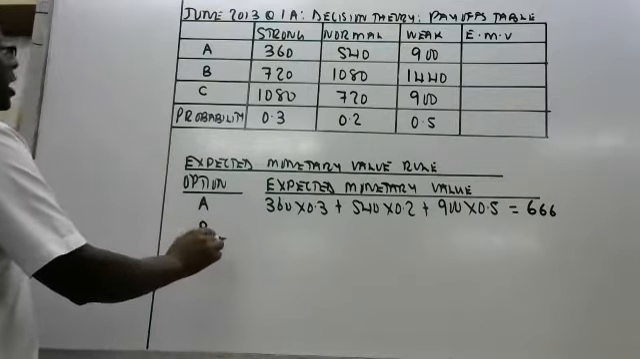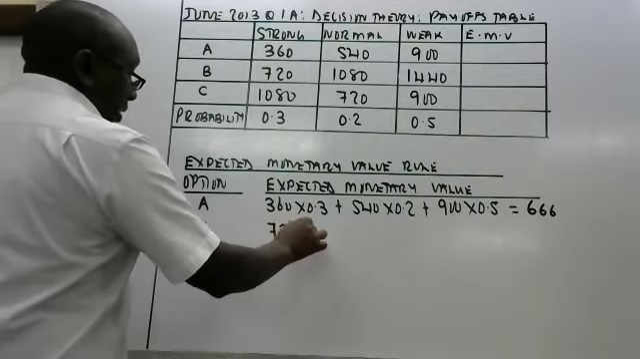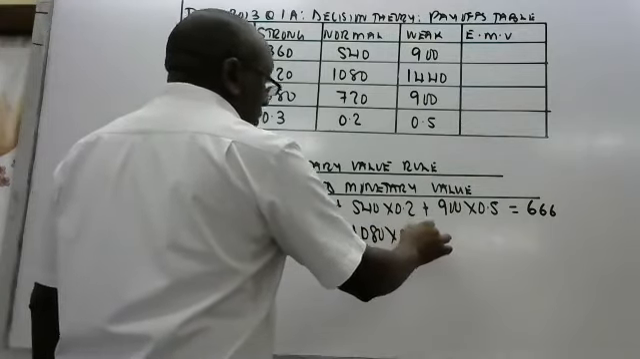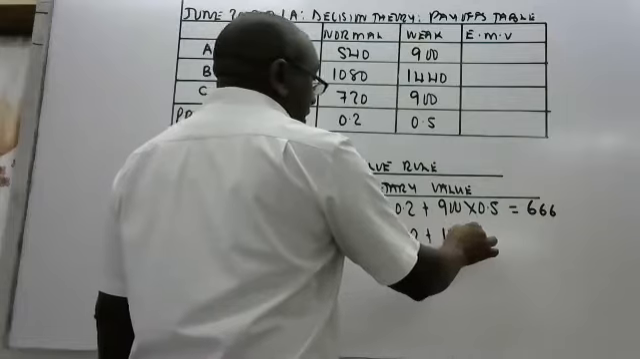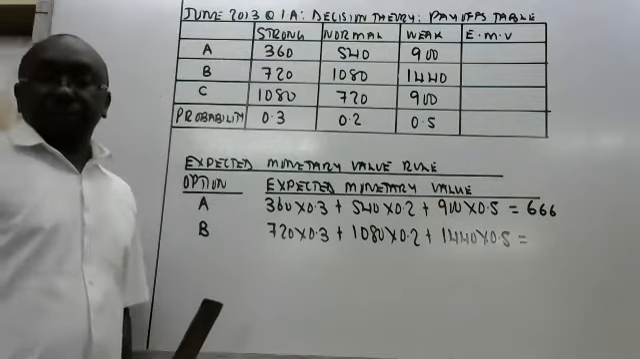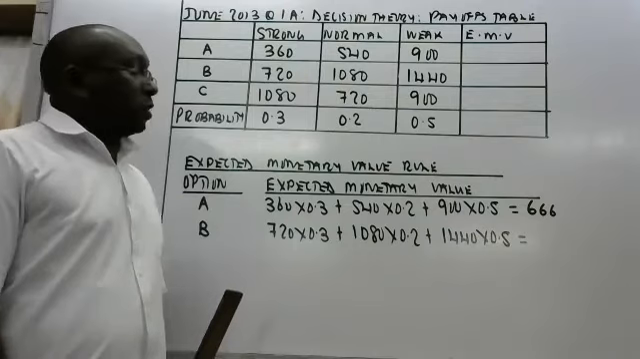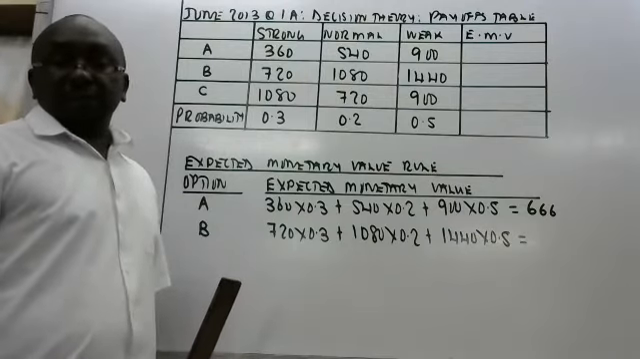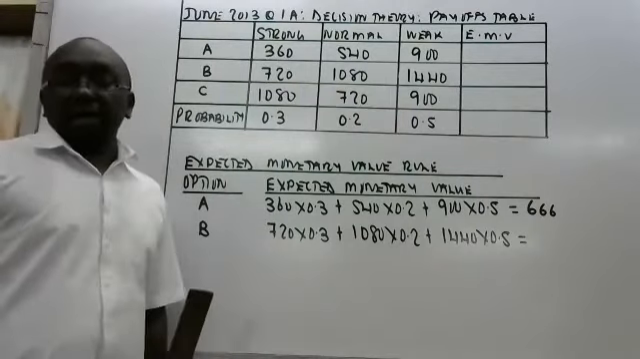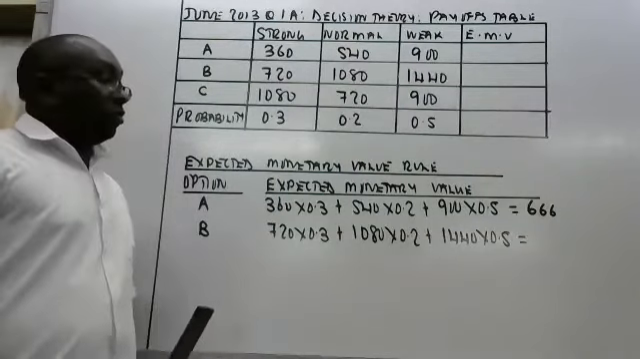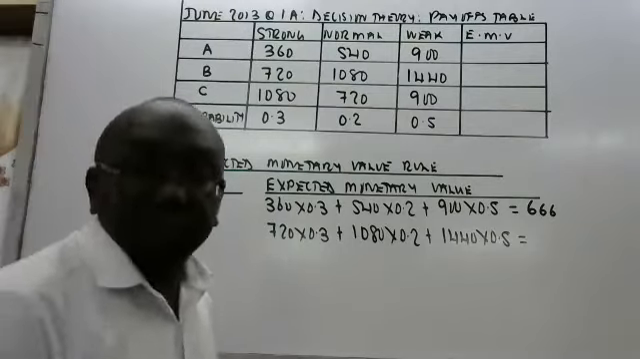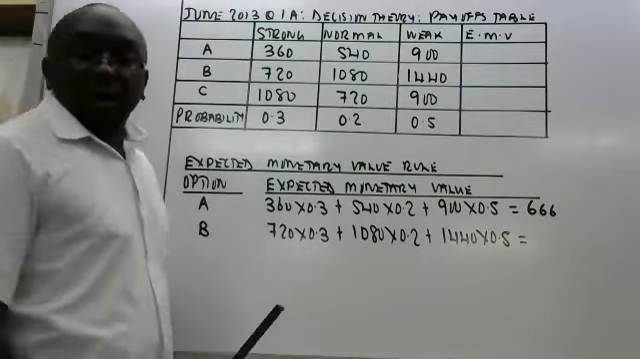We go to B and do the same thing, 720 times 0.3 plus 1080 times 0.2 plus 1440 times 0.5. Good, I can see one response. 2, 3. I need many responses so that we move at the same speed. Yeah, 1152.